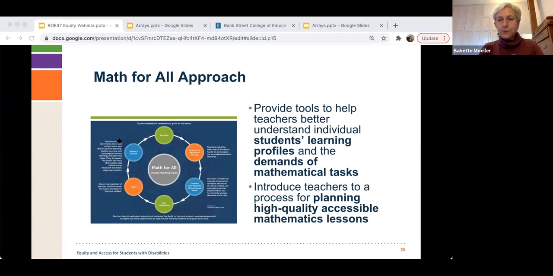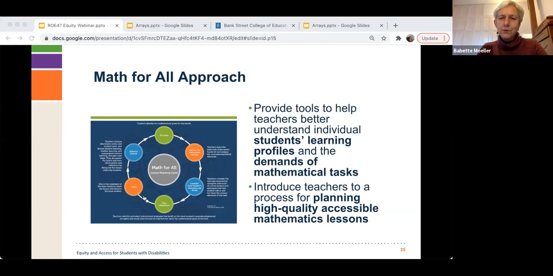It's part of a research project, so the fact that we can offer this for free, at no cost to schools, is because this is part of a research study, and we're also collecting some data. Essentially, what's important to know about Math for All is that it's not a curriculum for K-5 students. It's a professional development program.